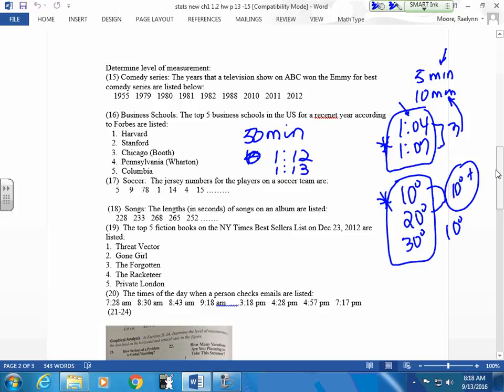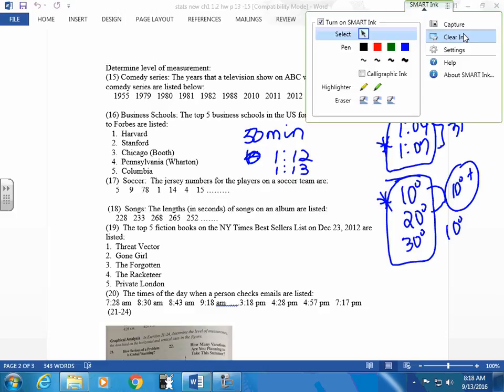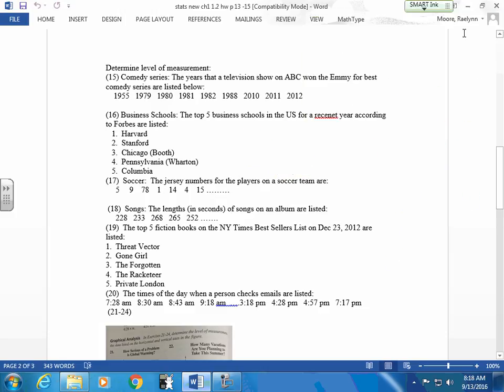It's hard. It's a very hard concept. And that's why time and temperature really are the only intervals that we use. Especially temperature, because temperature passes through the 0, which is a valid number for this. It's not a 0 meaning nothing. That's why they say it has a meaning to it, your zeros. It's a tricky one. So comedy series, these are the years that are listed.